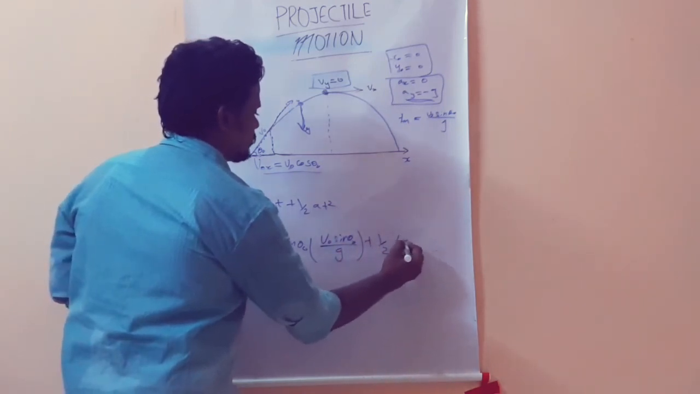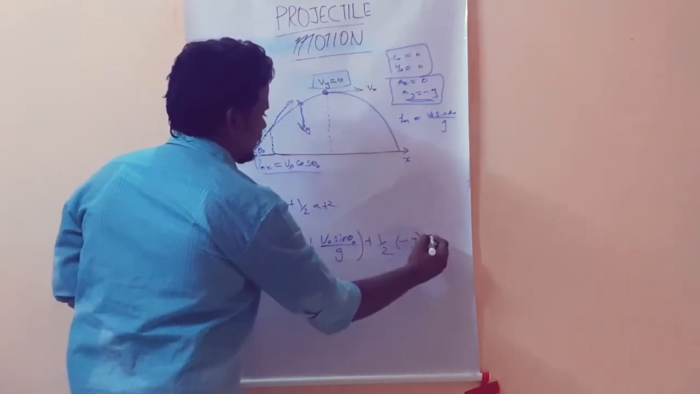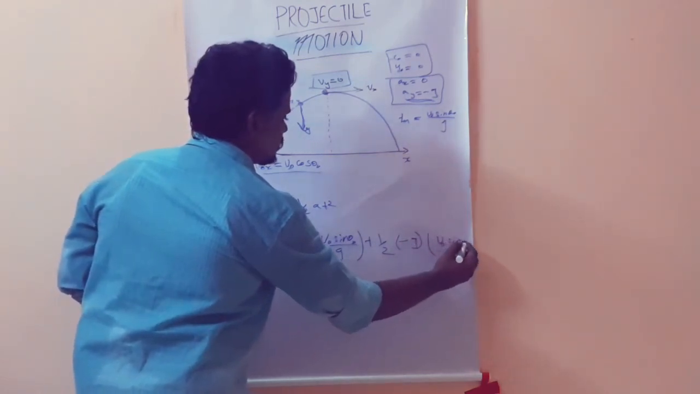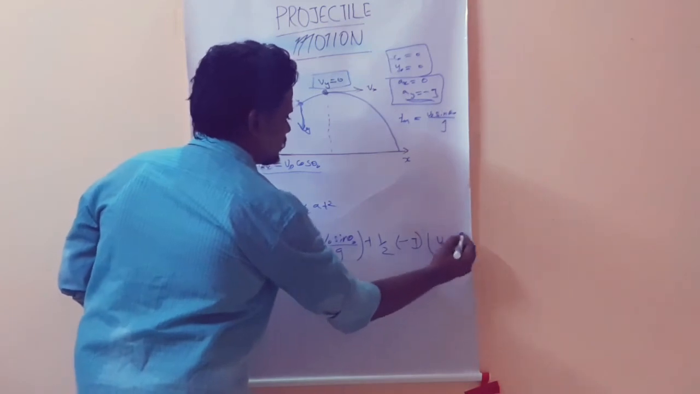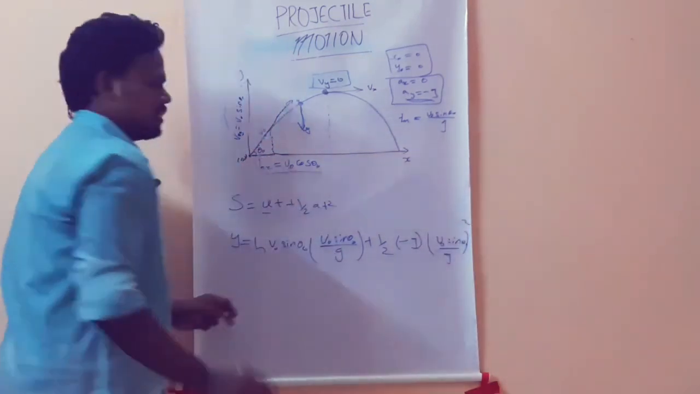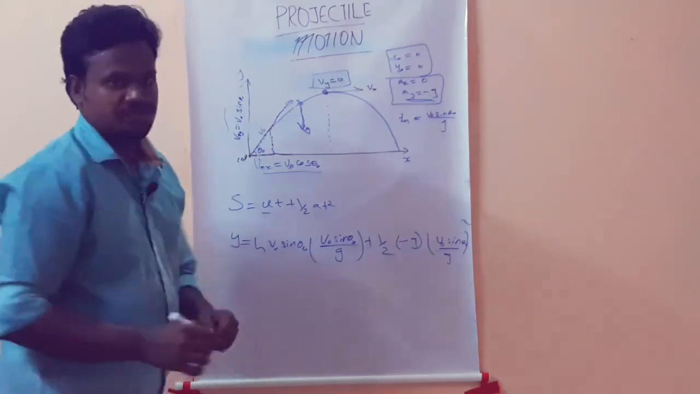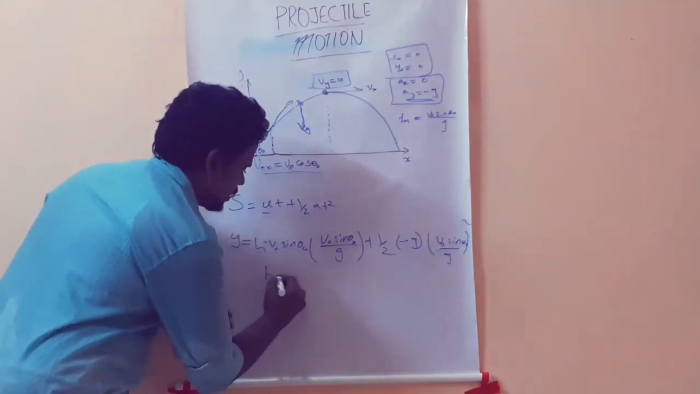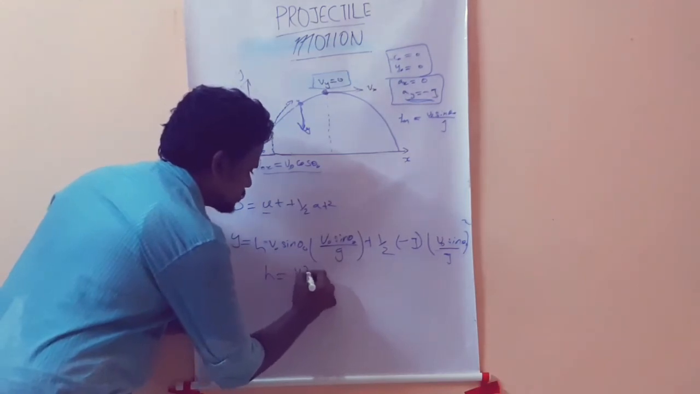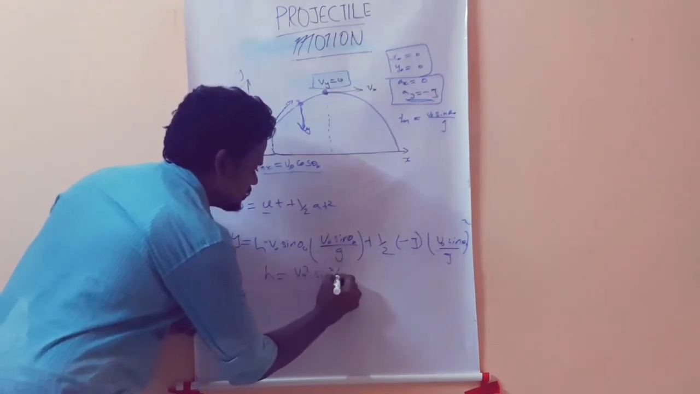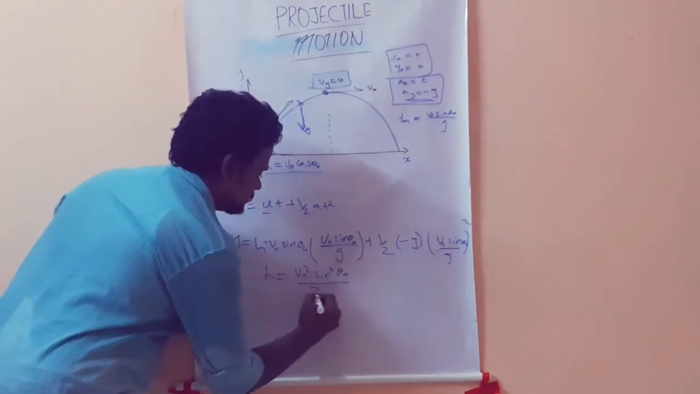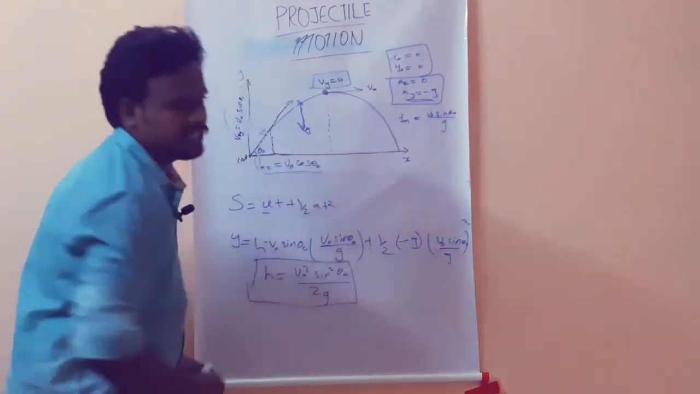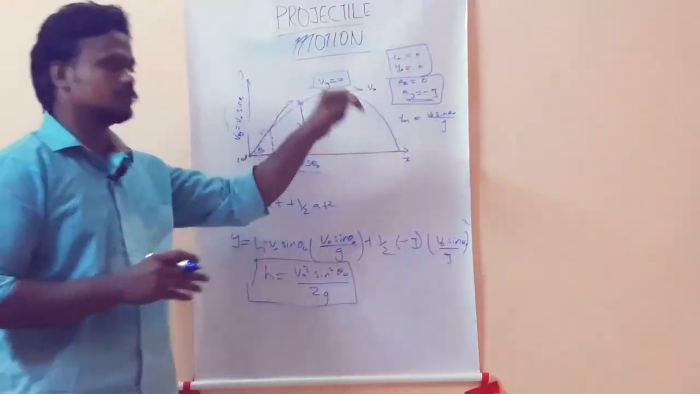In the place of a we are going to substitute minus g into t square, that is v naught sin theta naught divided by g the whole square. If we solve this equation, we will get h, or y, equal to v naught square sin square theta naught divided by 2g. So this is the maximum height reached by the projectile in this motion.